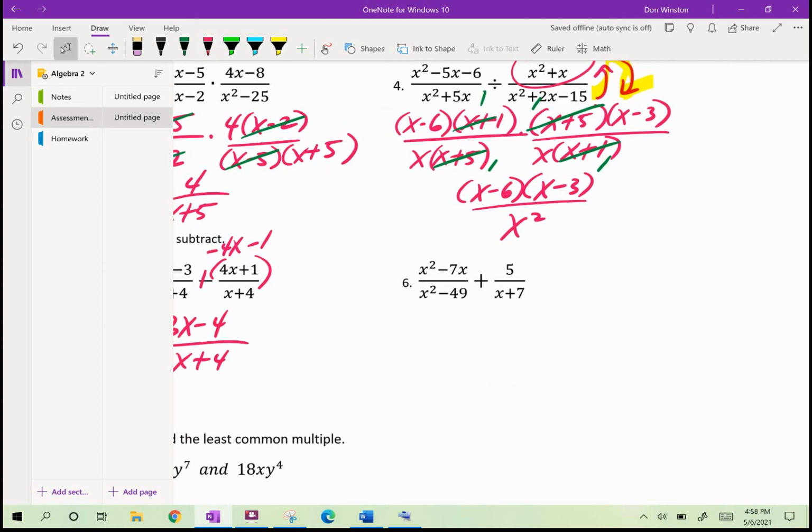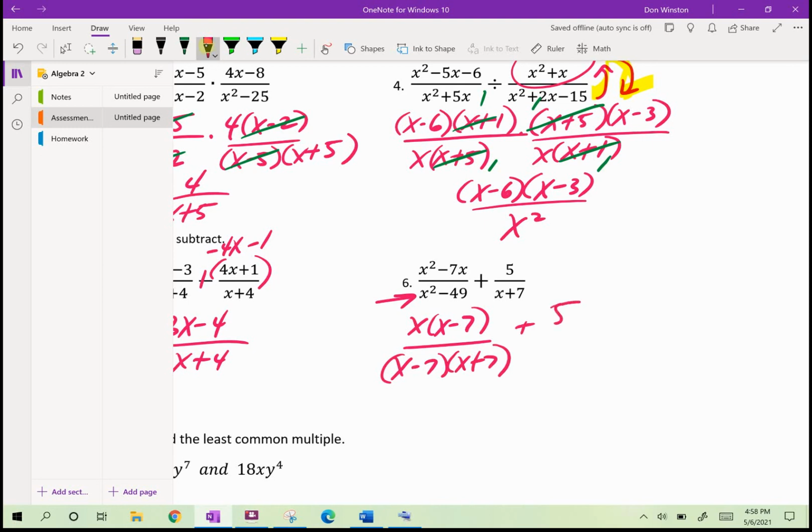And then number 6 here. So I'll first factor the numerator here. If I factor that, that will be x times x minus 7. X times x is x squared. X times negative 7 is negative 7x. And then the denominator, again, is the difference of squares. X squared minus 49 will be x minus 7 times x plus 7.